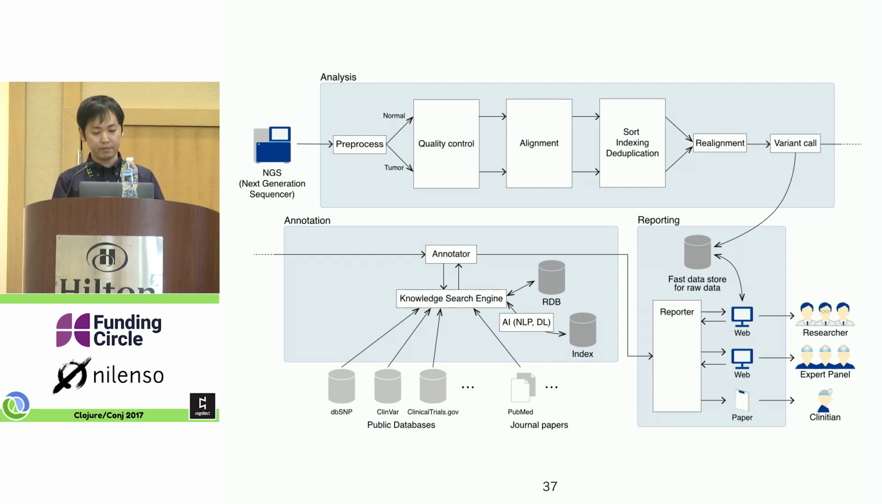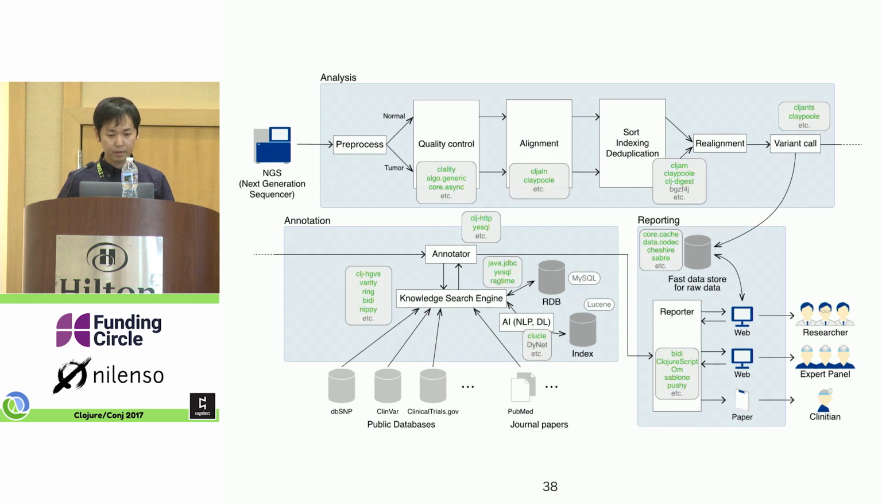So where is Clojure used in this flow? These overlays show the related libraries used in each part. Can you see? The green names are Clojure libraries. For example, algo.generic and core.async are used for quality control, and as I mentioned before, Clojure and Cryptomator are used for sort, indexing, deduplication, and realignment process, and the same is also used in the variant call process.